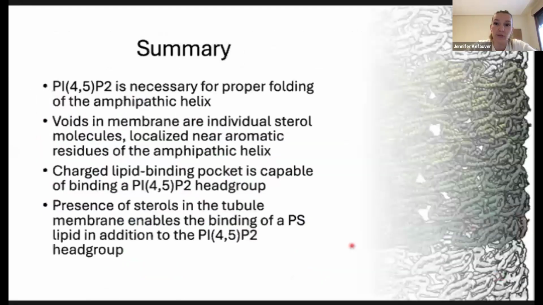Okay, so to summarize what we learned from the reconstitution experiments, we found that PIP2 is necessary for the proper folding of the amphipathic helix. We showed that the voids that we observed in our near-native isosomes are in fact individual sterol molecules localized near aromatic residues on the amphipathic helix. And we showed that our lipid binding pocket is capable of binding a PIP2 head group, and also in the presence of sterols, that charged binding pocket can bind both a PIP2 head group and a phosphatidylserine lipid.